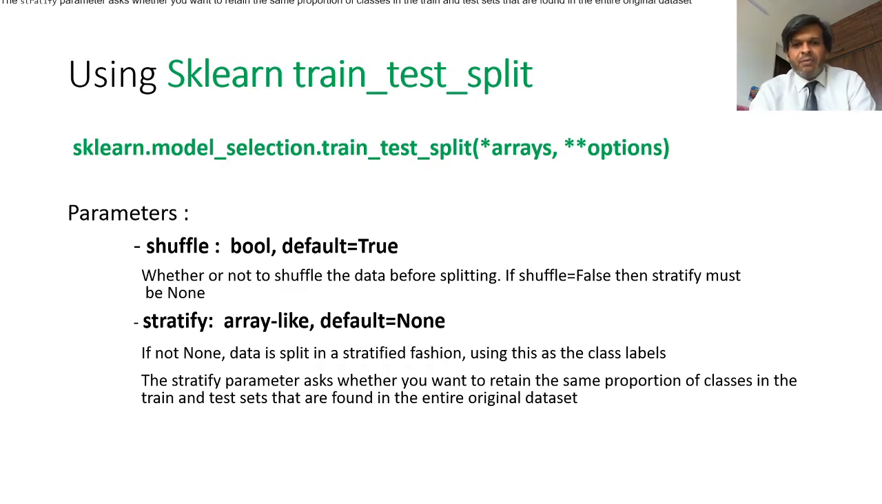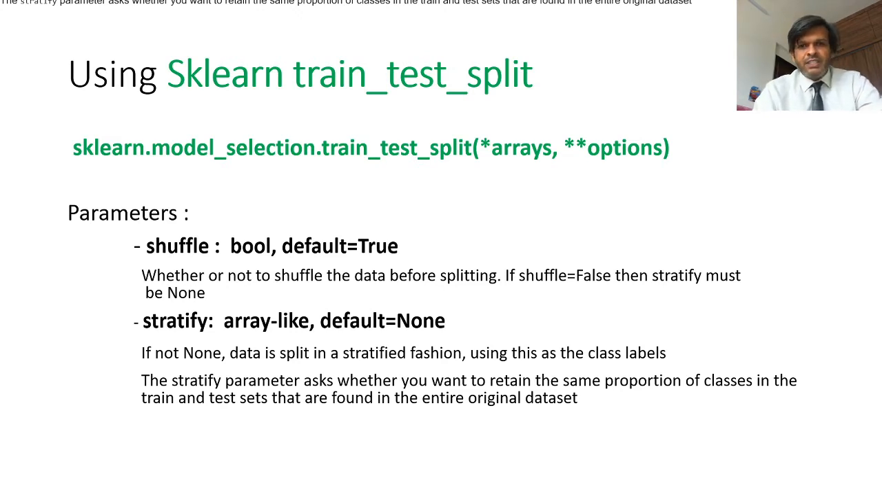The stratify parameter asks whether you want to retain the same proportion of classes in the train and test set that are found in the entire original data set. So shuffle and stratify are related. Shuffle says you want to shuffle the data, and stratify says you need to stratify the data to have an even distribution of classes, something which we discussed earlier on the various features within the Titanic data. I'll be demonstrating this within the code, so it will be more clear then.